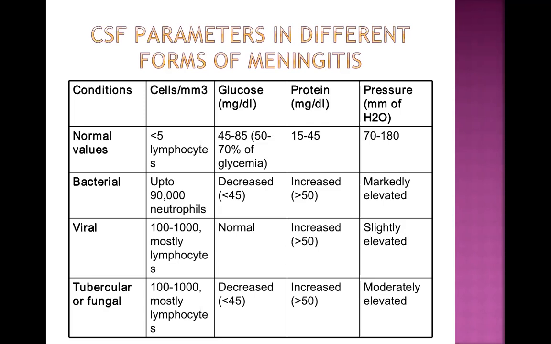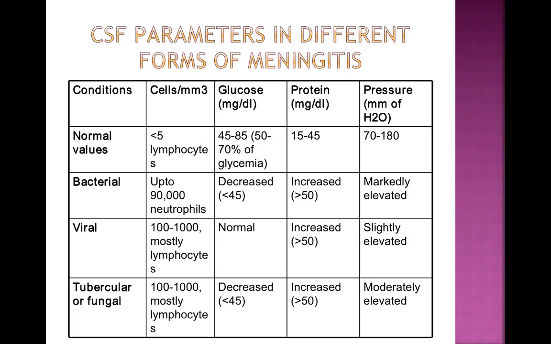What happens to the protein level? This is an exudative condition. There is pus formation. So protein content is always increased in CSF. Okay, it is always increased. Regarding the pressure, it is markedly elevated. If you measure the pressure, it is very high.